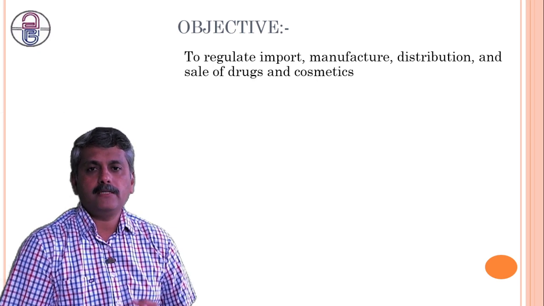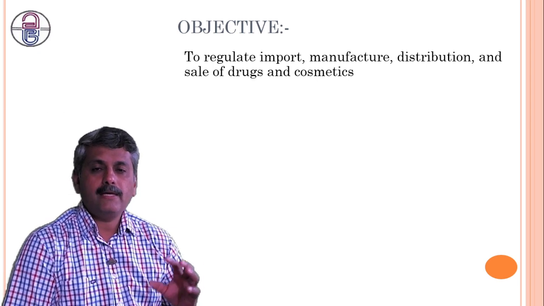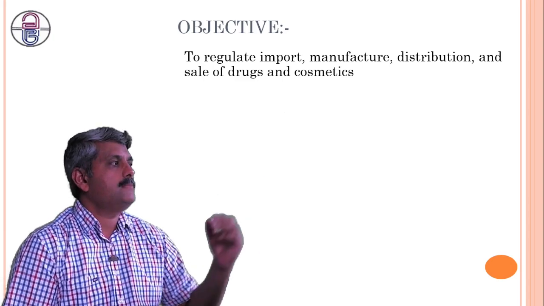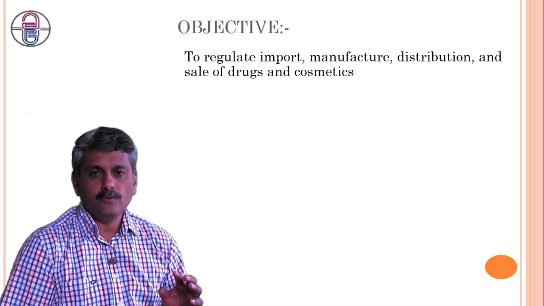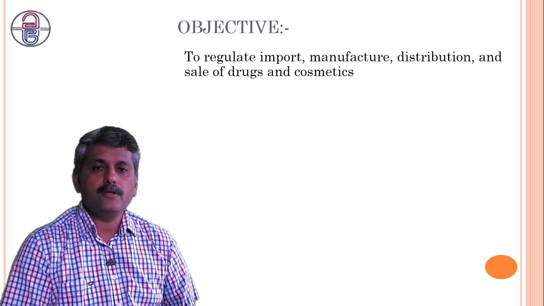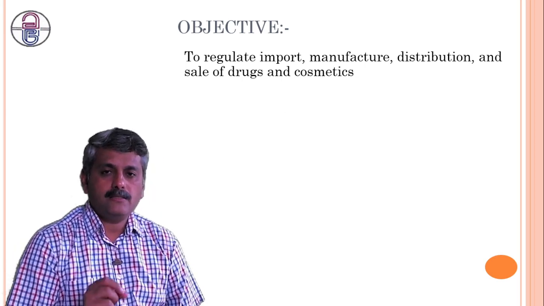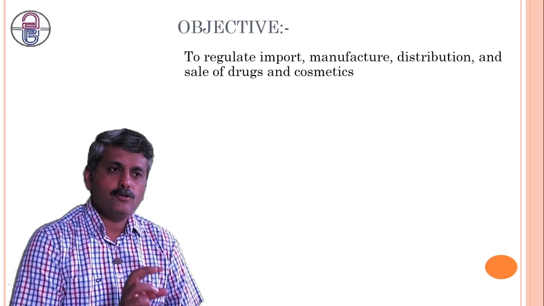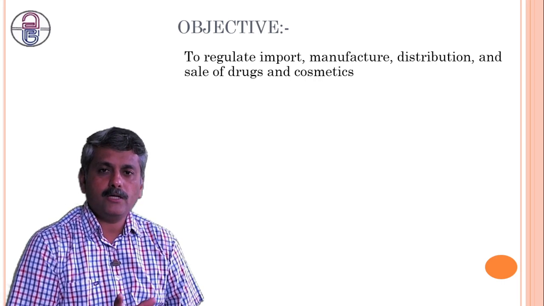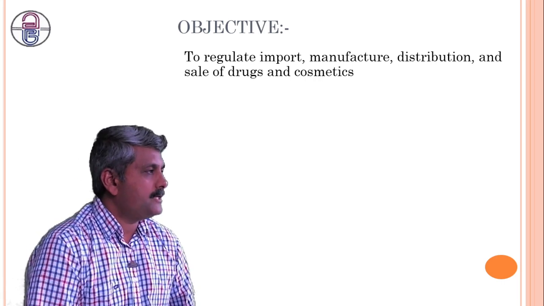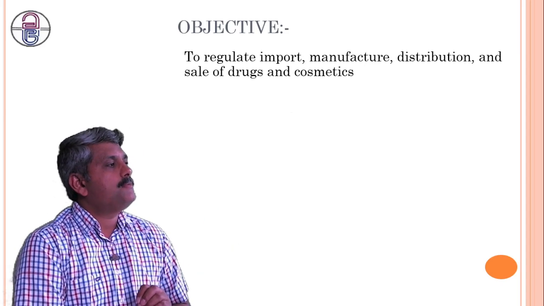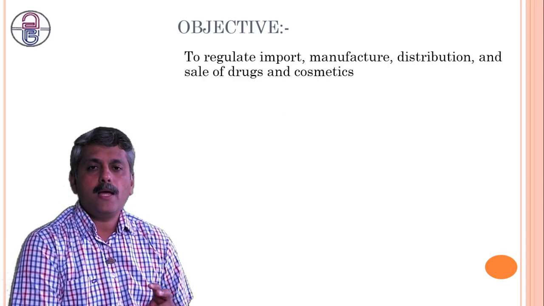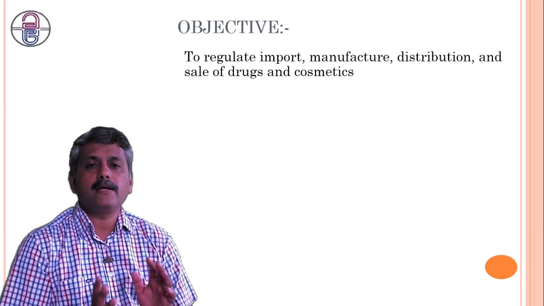If we are not manufacturing, then we could import it. So whenever we are importing, distributing, or manufacturing, there are some rules. The same thing applies to cosmetics too. That's why the chapter is named the Drug and Cosmetic Act, which is applicable to both drugs as well as cosmetics. So the first thing is that the object is to regulate import, distribution, manufacturing, and sale of drugs and cosmetics.